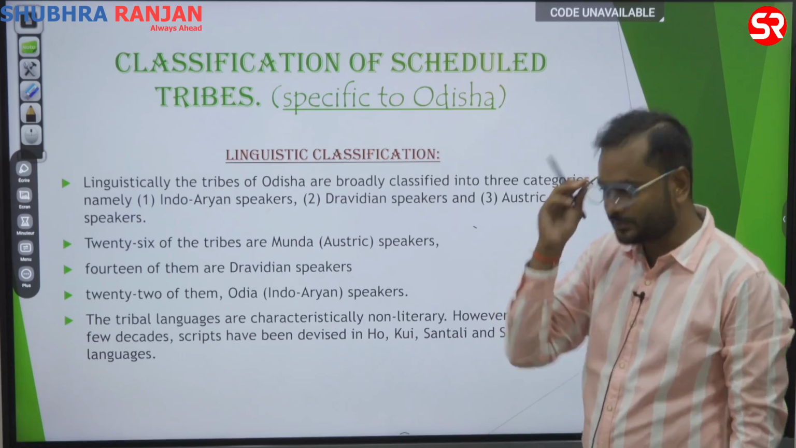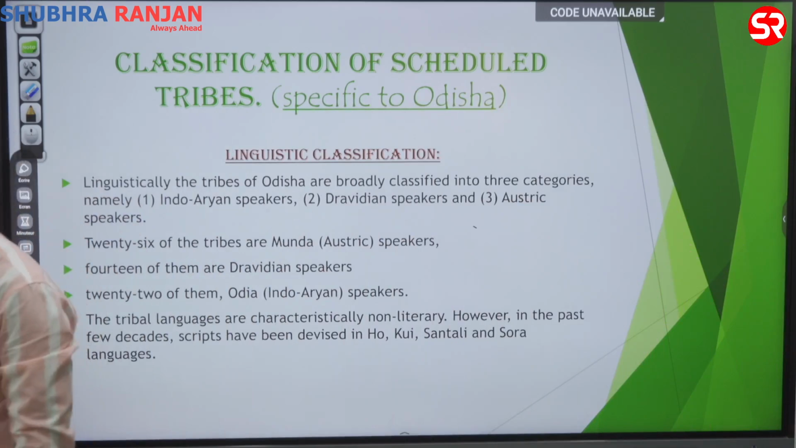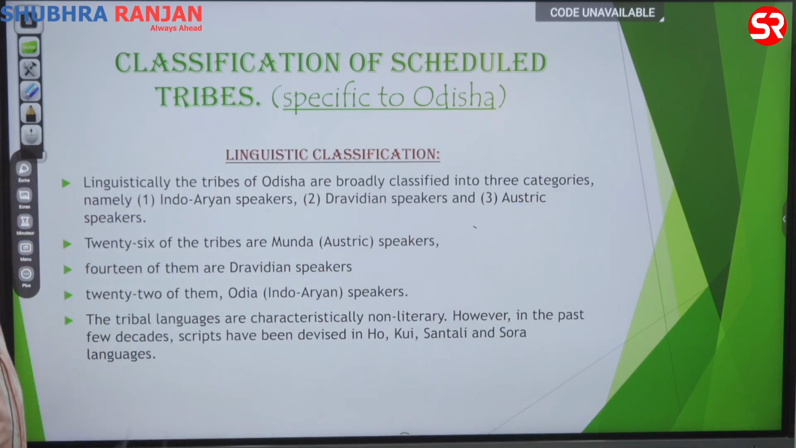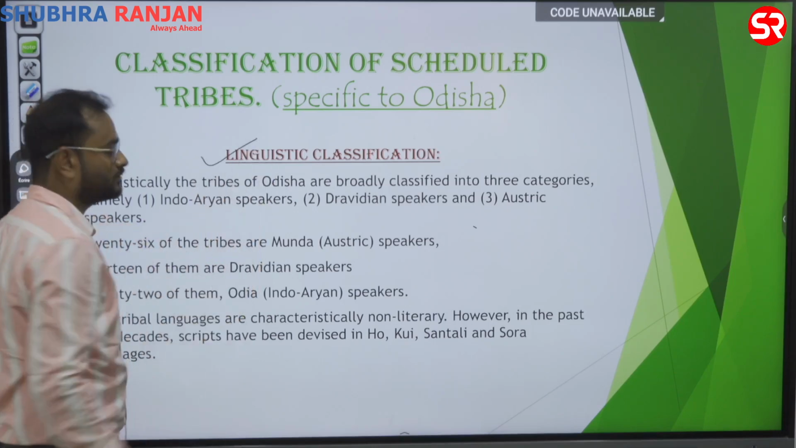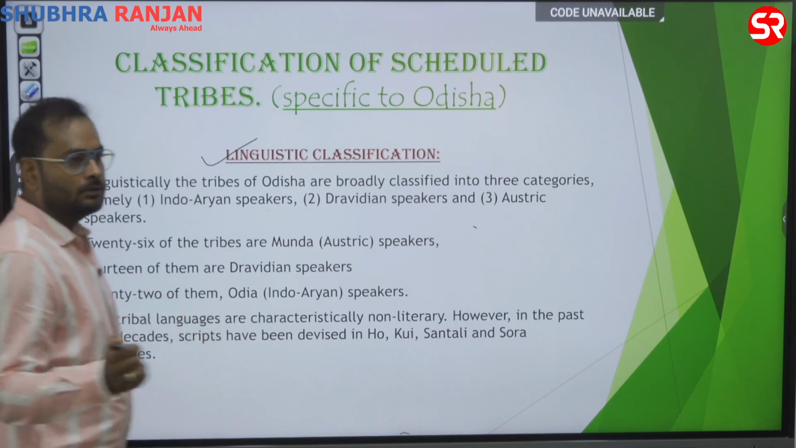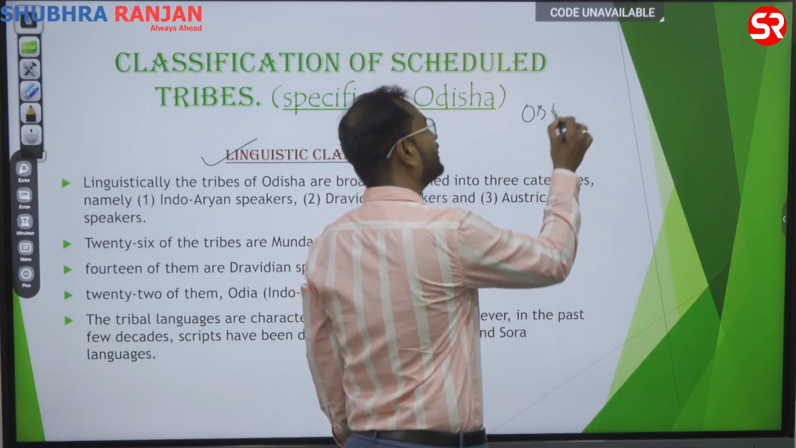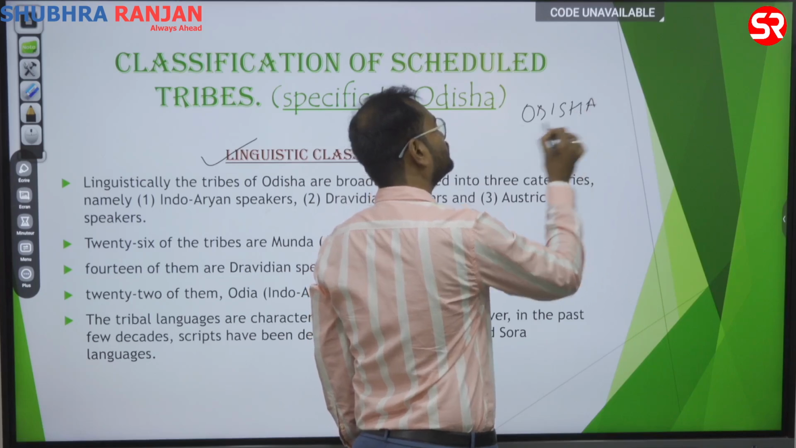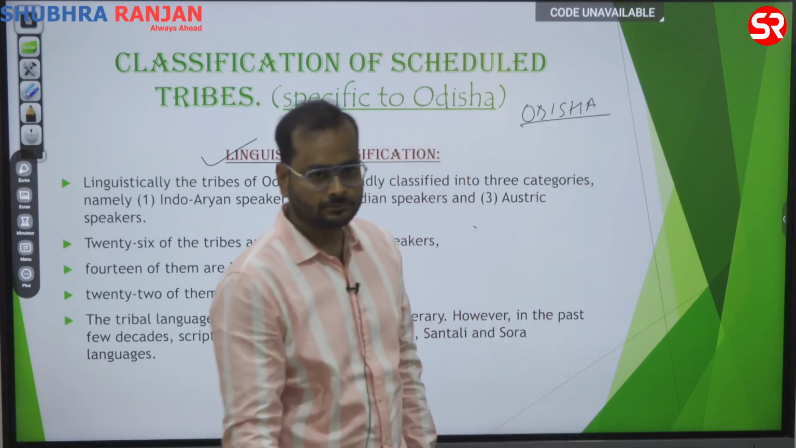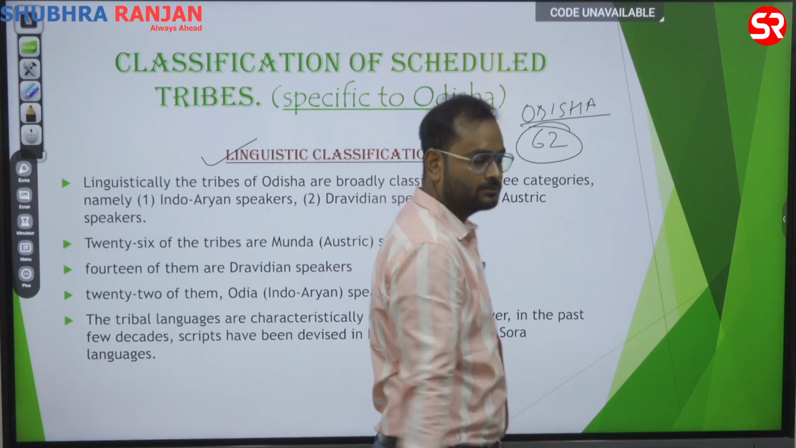See, there are various classifications of scheduled tribe, and we will keep our discussions confined to Odisha part only. The first kind of classification, as far as the state of Odisha is concerned, is the linguistic classification. See, how many different tribes are there in Odisha? You must remember there are 62 different tribes in Odisha.